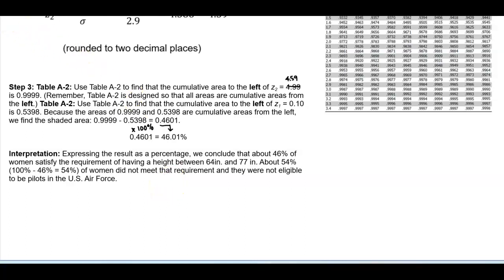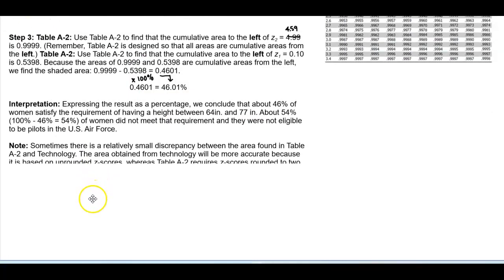Now let's make note. Sometimes there is a relatively small discrepancy between the area found in table A2 and technology. The area obtained from technology will be more accurate because it is based on unrounded z-scores, whereas table A2 requires z-scores rounded to 2 decimal places.